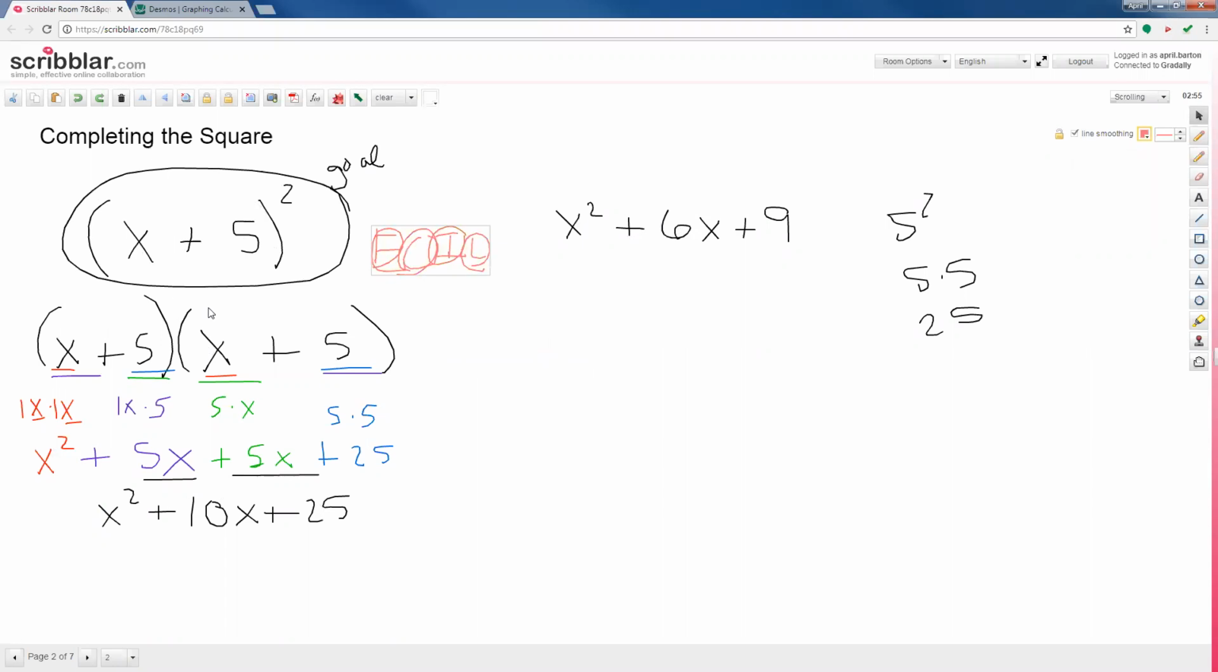So the one we've actually multiplied out, we want to say, well, how could we take the 25 and get back to a 5? And how could we take the 10 and get back to a 5? So what could you do to the number 25 and get it back to just a 5?